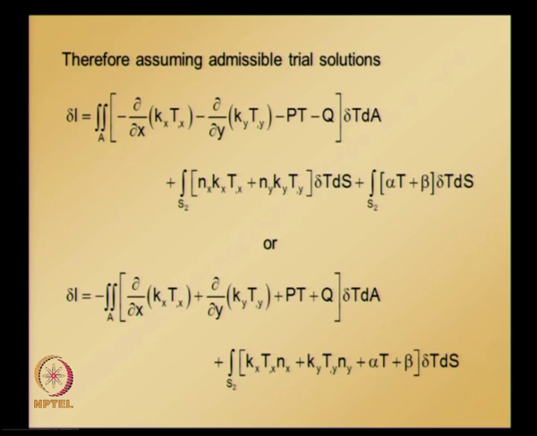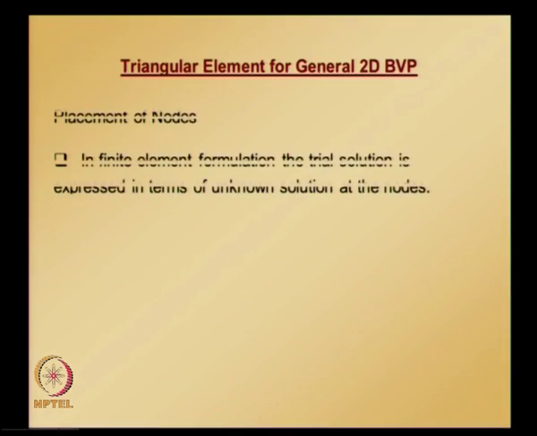Once we have those things, that is finite element approximation of trial solution and derivative of trial solution in terms of nodal values or nodal parameters and finite element shape functions, we can get the element equations for that particular element. So, triangular element for general two dimensional boundary value problem. Placement of nodes. In finite element formulation, the trial solution is expressed in terms of unknown solutions at the nodes, and this is what we also observed when we were looking at one dimensional problems.